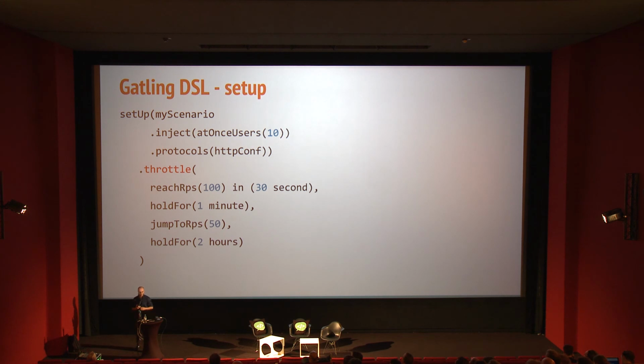Throttling, very interesting feature, although I never use it. In this case, your scenario will reach 100 requests per second within a 30-second ramp, hold it for 1 minute, then jump to 50 requests per second, and hold it for 2 hours. And this is especially useful in case of a soak test, when you want to determine if your system can sustain continuous expected load.